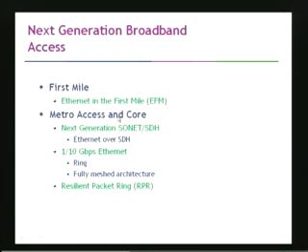metro access and core. Now, in the metro access and core, there are three ways in which Ethernet can be used. One way is to go for next generation SONET and SDH. That means you run Ethernet over SDH.